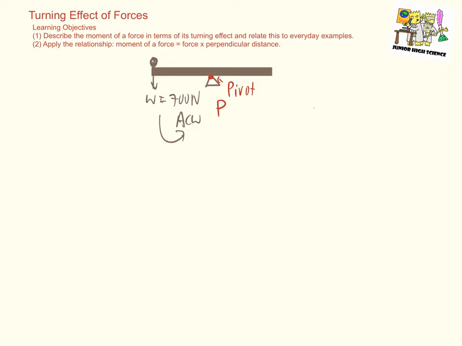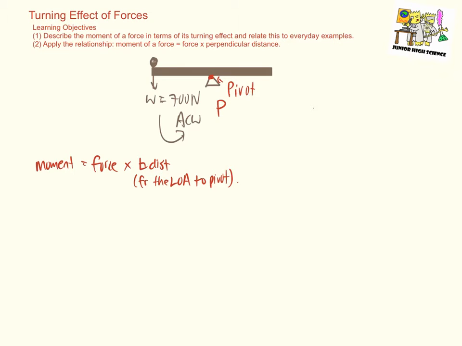The moment of a force can be calculated by using this equation: moment equals the force multiplied by the perpendicular distance. And what is this perpendicular distance? The perpendicular distance from the line of action of the force to the pivot. I'll illustrate what this means using the seesaw example above.